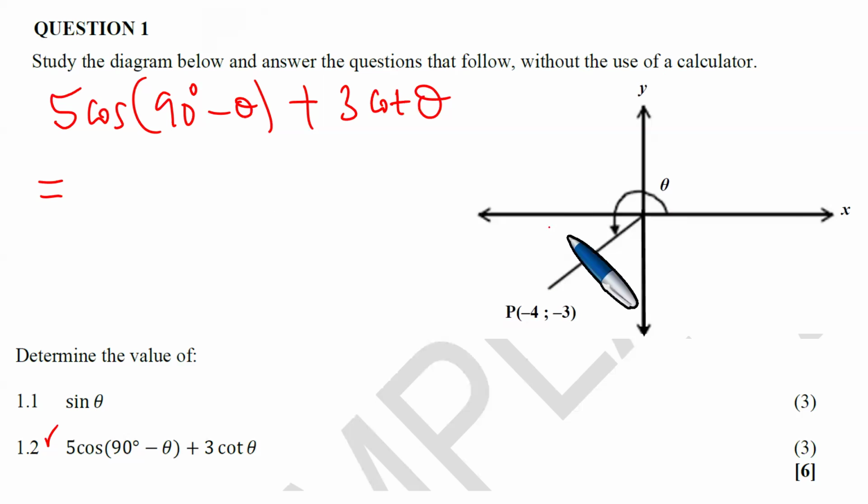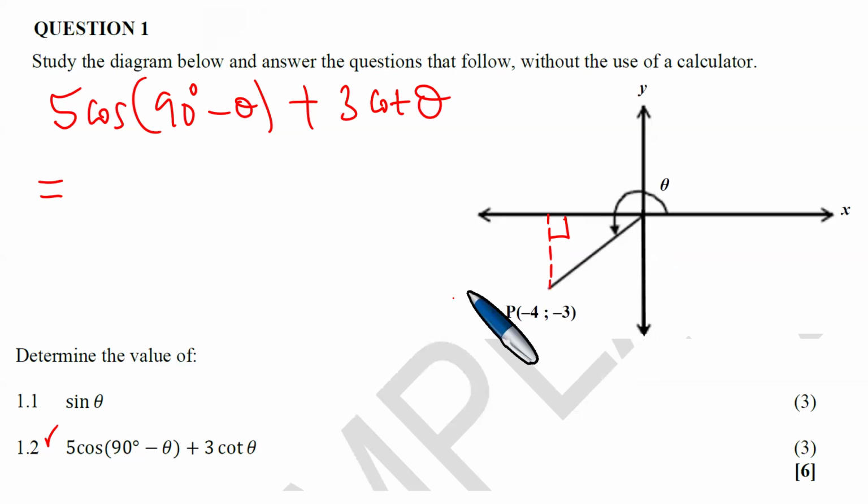What do you think, Paul? Okay, it's tricky, but you need to reason. Because if this is the case, then what is exactly 90 degrees minus theta? So where does that angle sit?